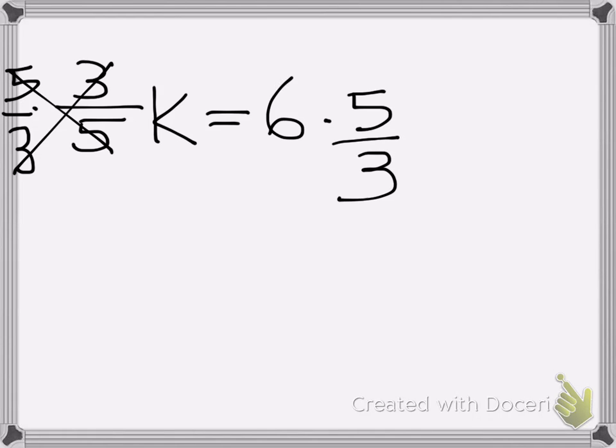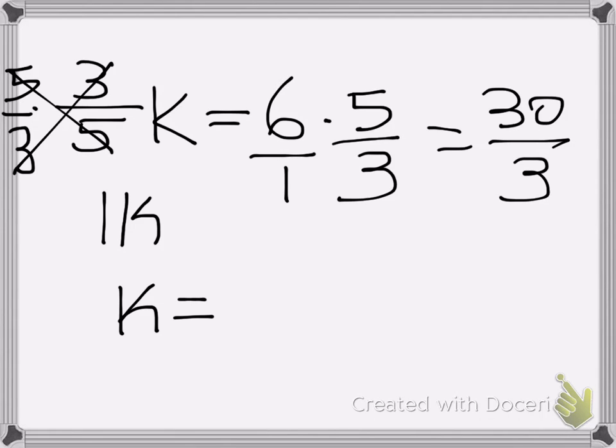I'm multiplying by 5/3. What that does is make it now 1k. Since we don't usually write a 1 in front of the variable because it's assumed, we just now have k. So k equals, and we're going to do 6 times 5/3, so 6 over 1 times 5/3. We can just multiply across 30 and get 30 over 3, or we can cross simplify and get 10 over 1. And we don't need to write over 1, so we're just going to write 10.